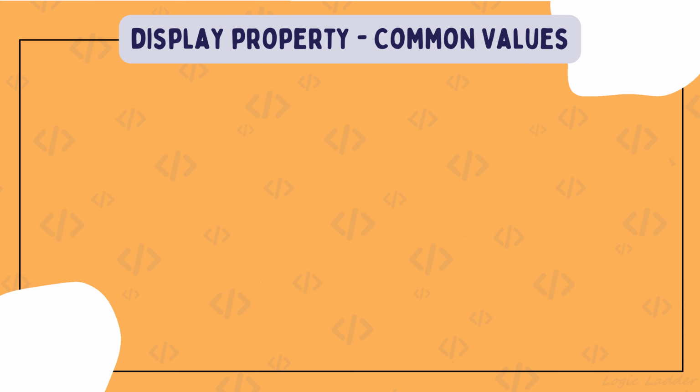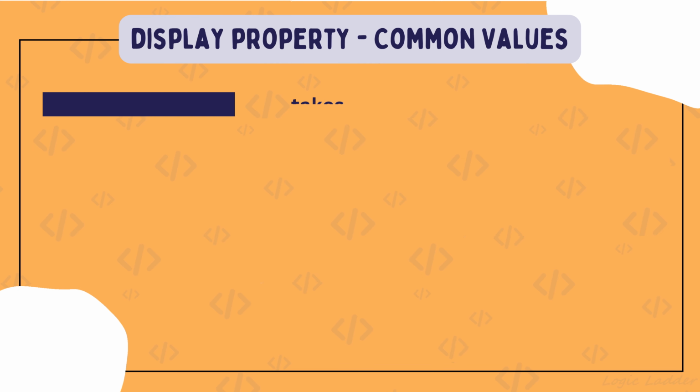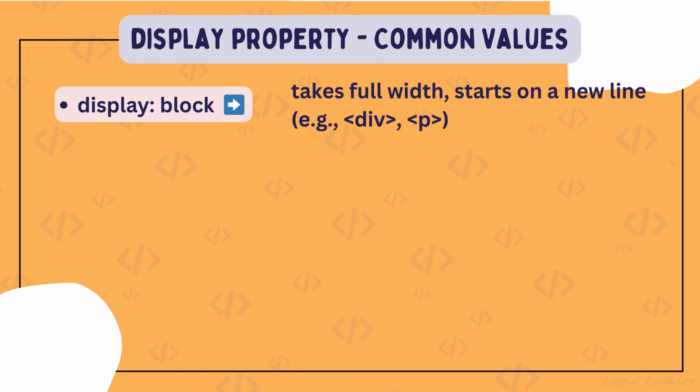Let's explore the types of displays. Some elements act like big boxes and push others away. Others flow like words in a sentence. These behaviors are controlled by the display property. First, we have block. This makes the element take the full width of its parent, like a big box that always starts on a new line. Tags like div or p behave this way.